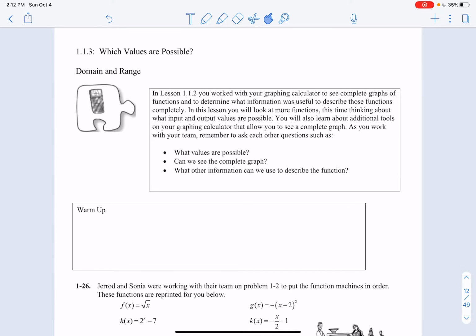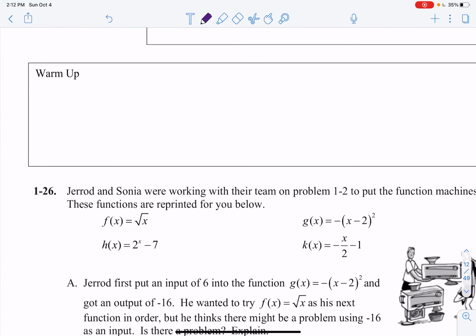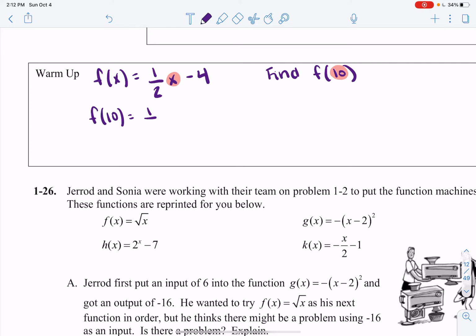So before we begin, let's start with a warm-up problem. If I gave you the function f of x is equal to 1/2 x minus 4, and I said find f of 10, what is it that we would do? So to find f of 10, we are going to take that 10 and plug it in for x to solve. So the way we write that is by saying f of 10 is equal to 1/2 times 10 minus 4.